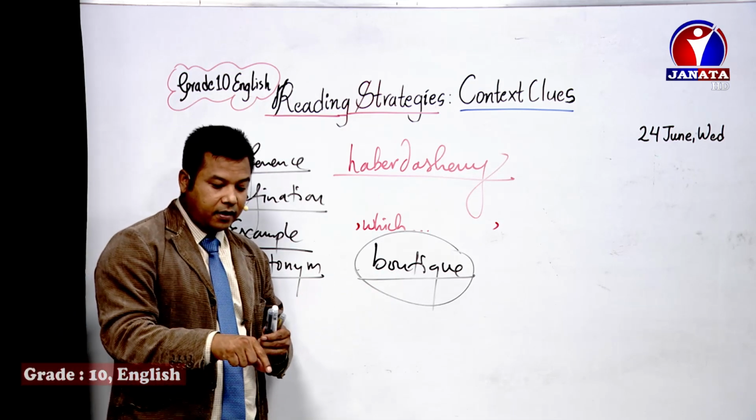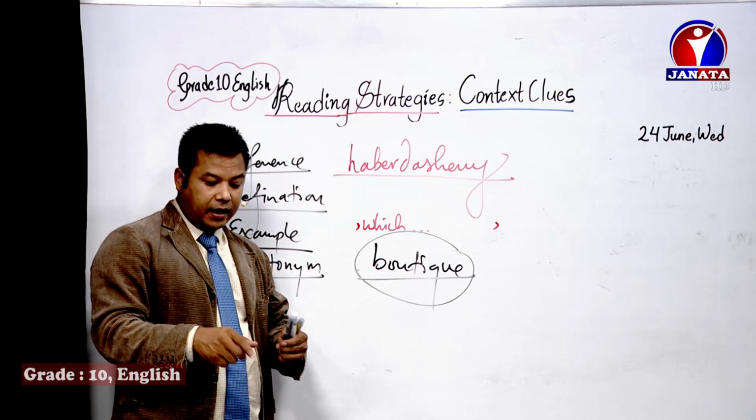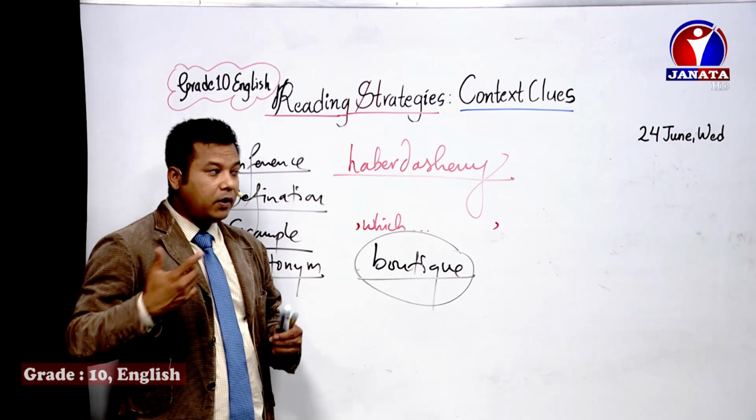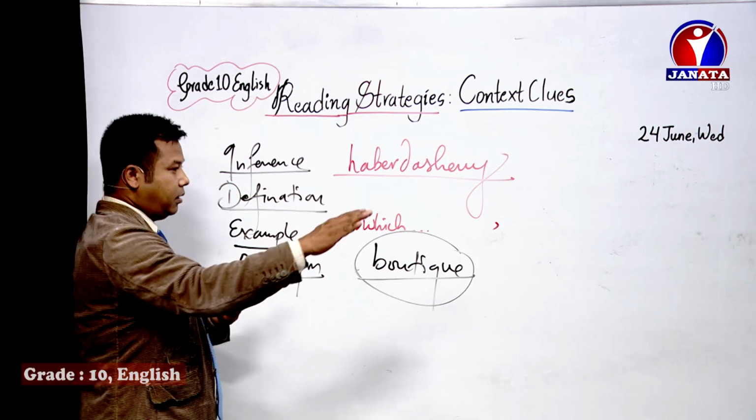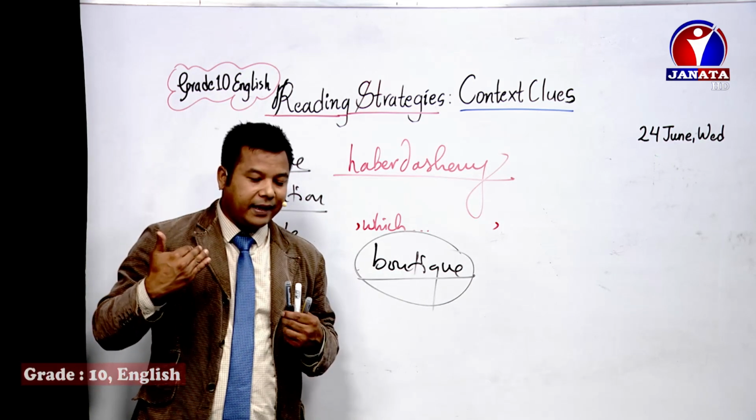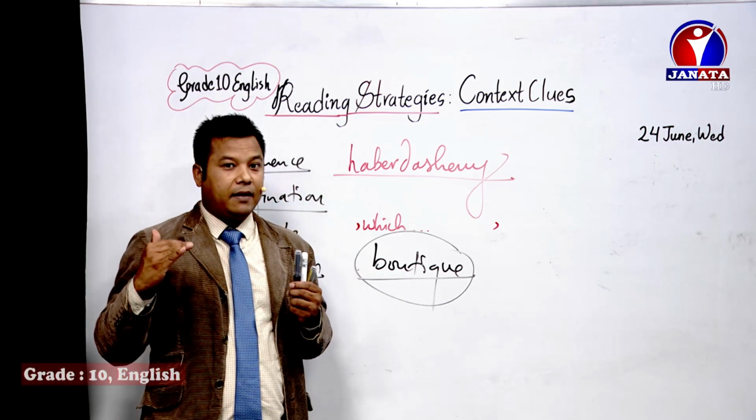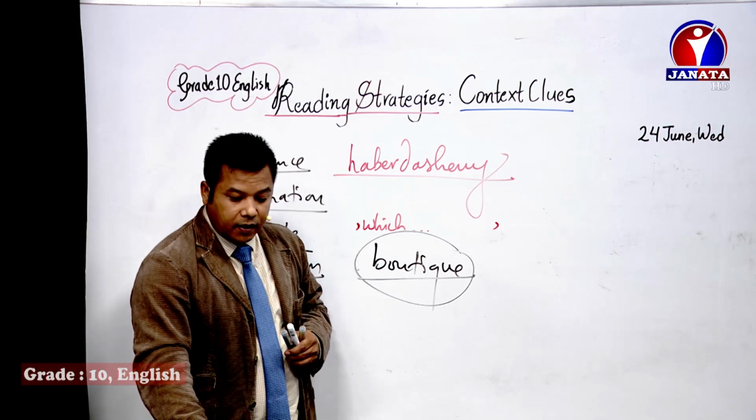Lou is a man, he goes to haberdashery. Anne is a woman, and she goes to boutique. So with that, I'll come to know that antonym clue is used. Boutique, a place for women. So haberdashery must be a place for men. I get that meaning very easily. See, I have not relied on a dictionary to get the meanings of these words.